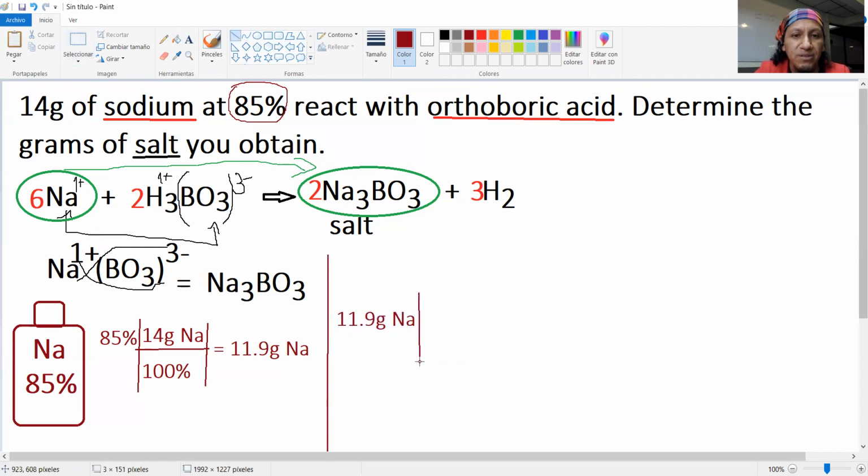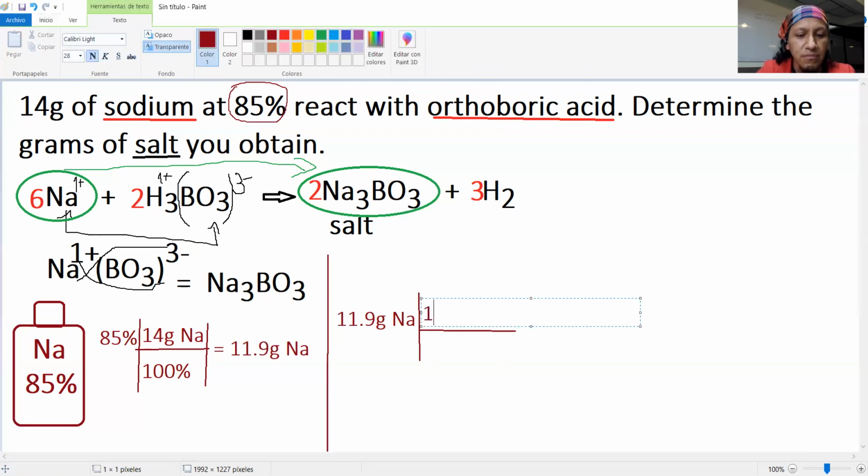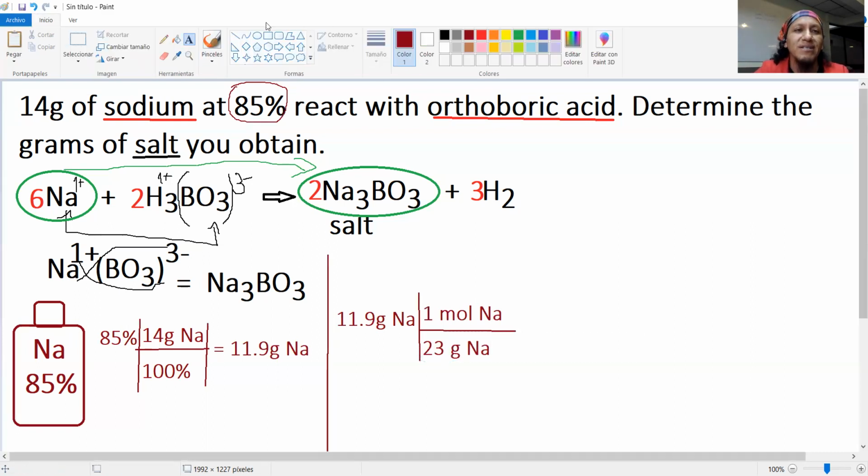And I open the conversion factor there. I do this, and then I put 1 mole of sodium, right? I pass it to moles because my chemical equation is in terms of moles. 1 mole of sodium is 23 grams of sodium, right? Great. We have passed from grams to moles, because my equation is in terms of moles. I'm just passing to moles of sodium because I am going to use those moles of sodium for my reaction.